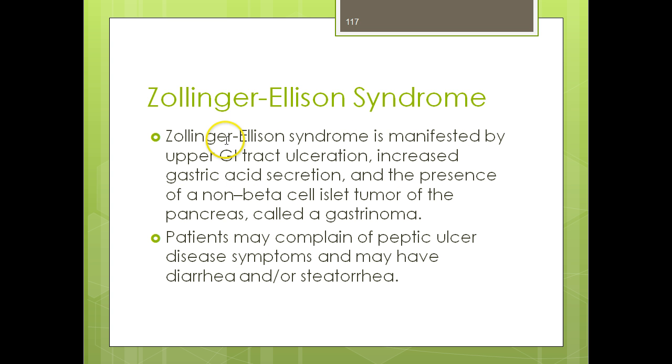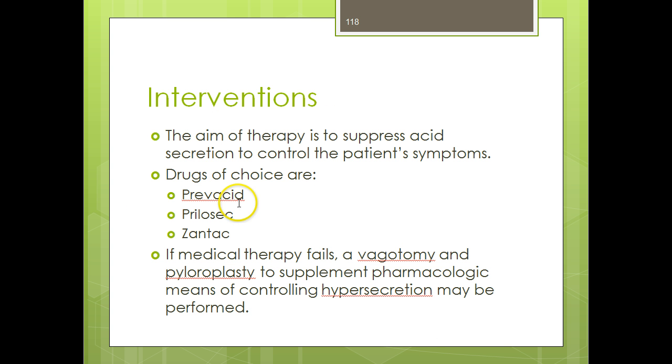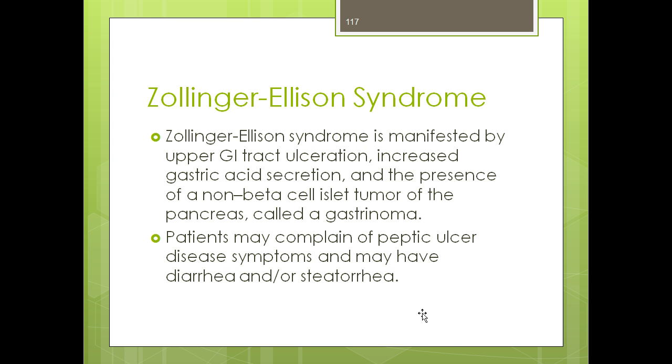And we talked about the Zollinger-Ellison syndrome earlier in the lecture, so I won't be repeating that. Oh, but I could. Let me just go on and tell you quickly. It is manifested by upper GI tract ulceration, increased gastric acid secretion, and the presence of a non-beta cell islet tumor of the pancreas called a gastrinoma.